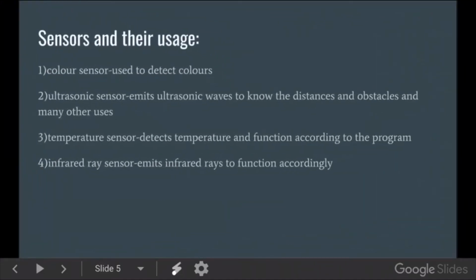Sensors and their usages. Color sensor is used to detect colors, and I want to tell you a fascinating example about this color sensor. There's a newly opened restaurant in Hyderabad where robots serve the food. It's very interesting because there is no work of waiters there. There are many such restaurants where robots serve the food. That concept started in Thailand, then came to Chennai, Mumbai, and also Delhi, I guess. Yes, it's also there in Delhi, Hyderabad, and recently they are building one in Bangalore also.